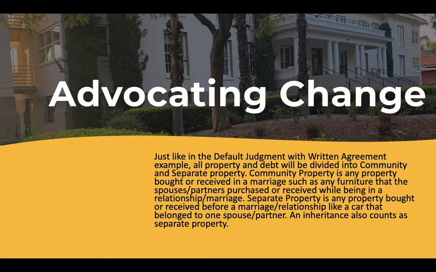Just like in the default judgment with written agreement example, all property and debt will be divided into community and separate property. Community property is any property bought or received in a marriage, such as furniture that the spouses or partners purchased or received while being in a relationship or marriage. Separate property is any property that was bought or received before the marriage started. For example, a car that belonged to one spouse. An inheritance also counts as separate property.